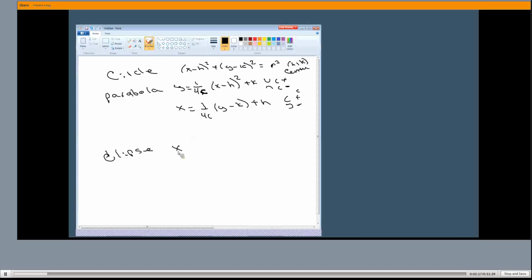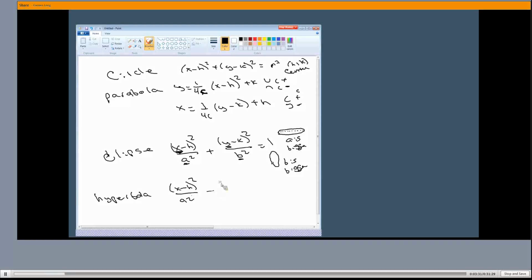Hyperbola, it's going to look very similar to what I just wrote. And the only reason I know these so easily is because I've worked with them a lot. Now, what's the only difference in the ellipse and the hyperbola? Only one difference. Be able to tell them apart. The ellipse is a sum and the hyperbola is a difference.